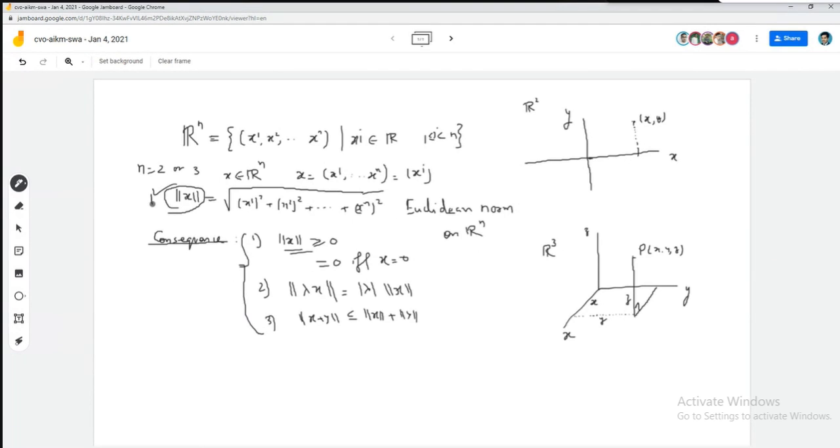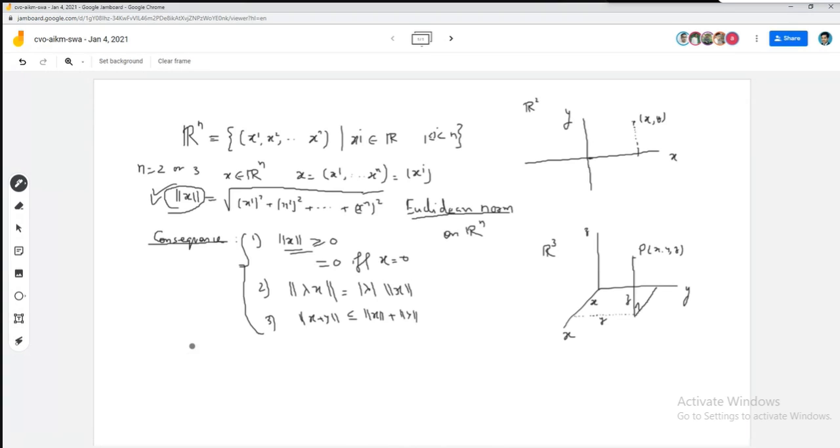So this norm defined by this equation is actually a norm on Rn, and this is called the Euclidean norm. Whenever you have a norm on a vector space, you can talk about the distance function. So you may define a distance function.